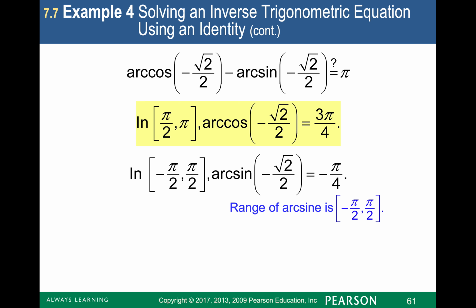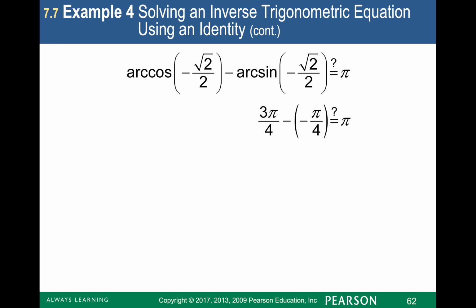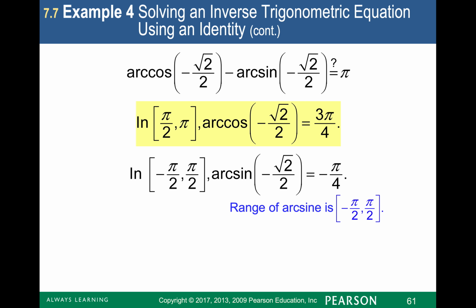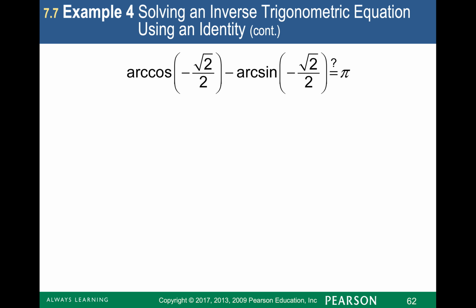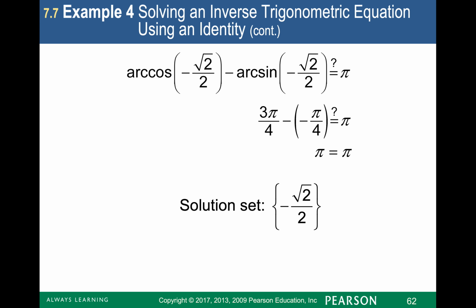So I'm going to check the next one, and I see that I have the range of arcsine is -pi to positive pi over 2, so that does work. So my solution set is going to just be this answer, not the other one.